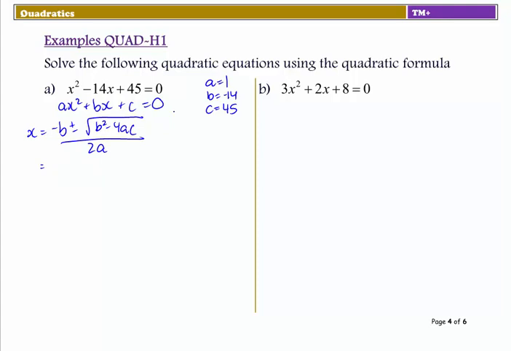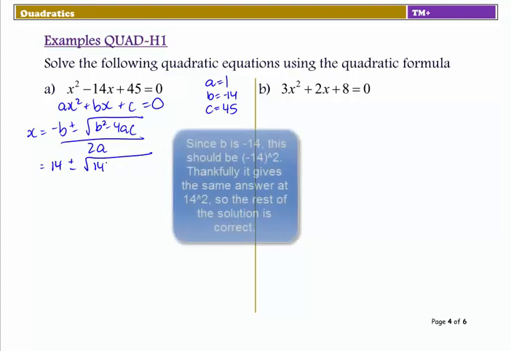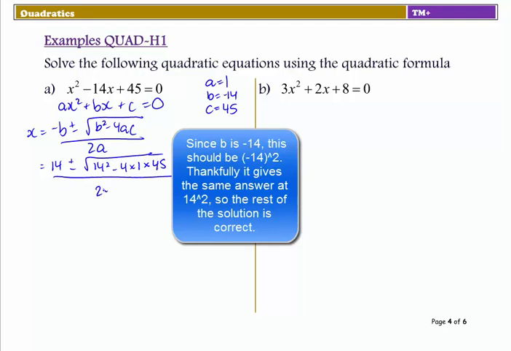So minus b is minus 14 becomes plus 14, plus or minus the square root of 14 squared minus 4 times a, which is 1, times c, which is 45, all over 2 times a, which is 1. Okay, now use your calculator to evaluate that. 14 squared minus 4 times 1 times 45 gives 16. 2 times 1 is 2. So the square root of 16 is 4. So that's 14 plus or minus 4 all over 2.